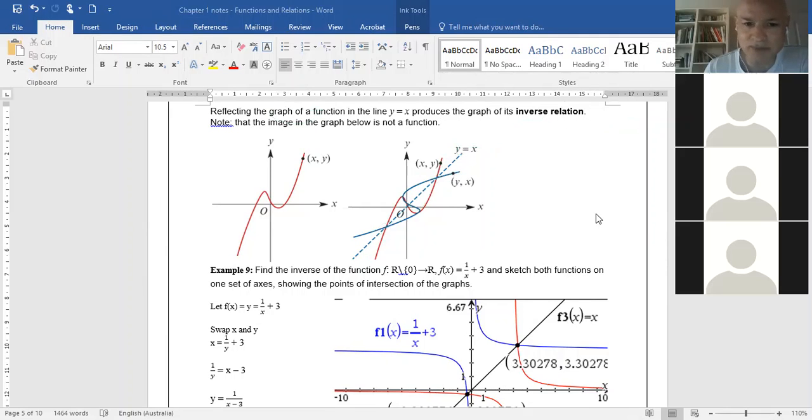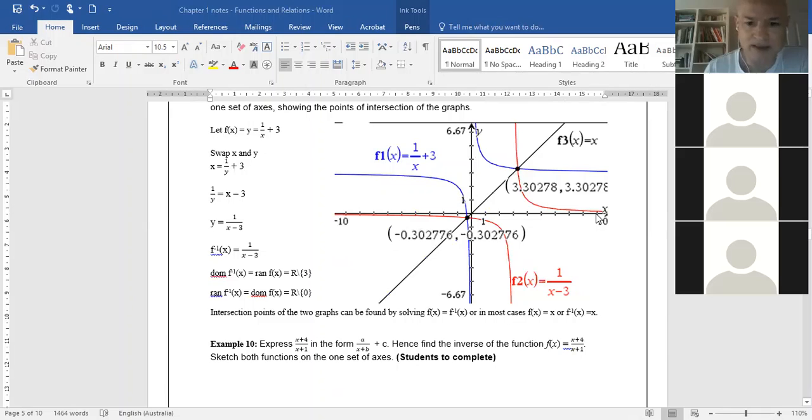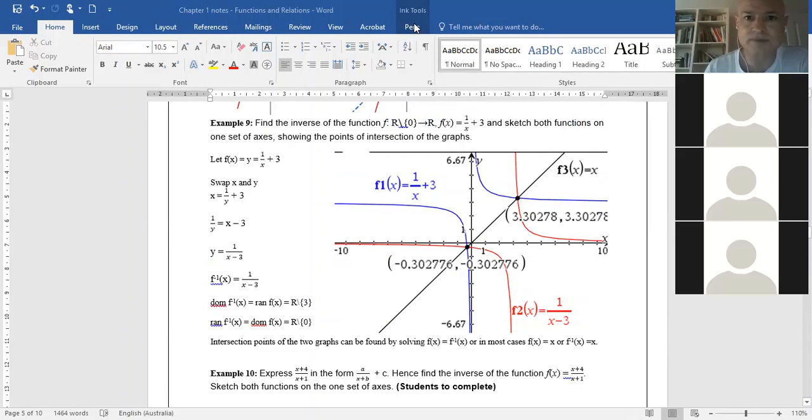Let me just move it up a bit. So example 9. Example 9 says find the inverse of the function f of x equals 1 on x plus 3 and sketch both functions on one set of axes showing the points of intersection of the graphs. I found on the side here my inverse. I let f of x equal y, I'm swapping my x and y. I've rearranged it by subtracting 3.